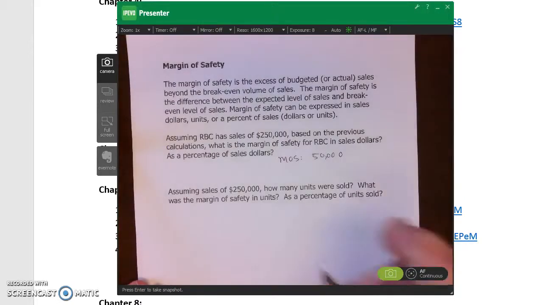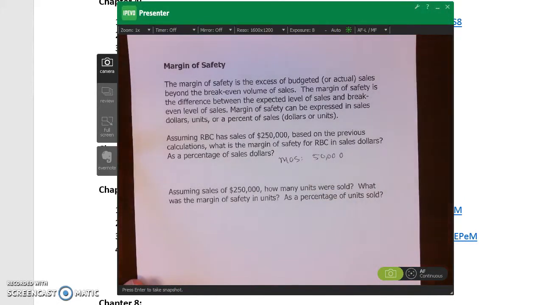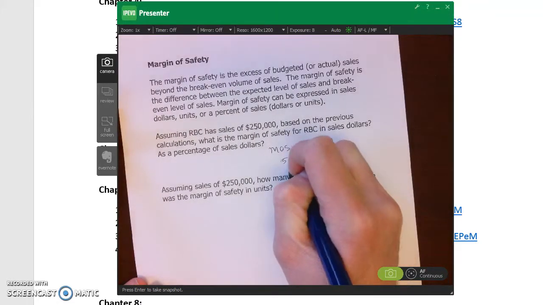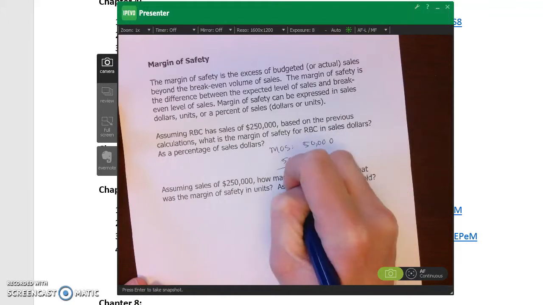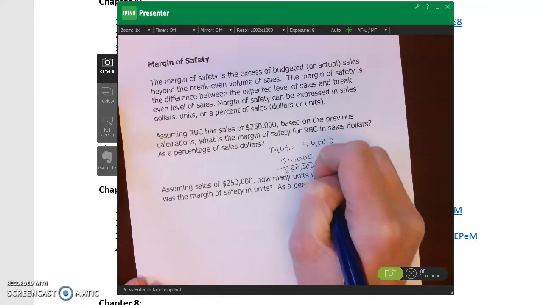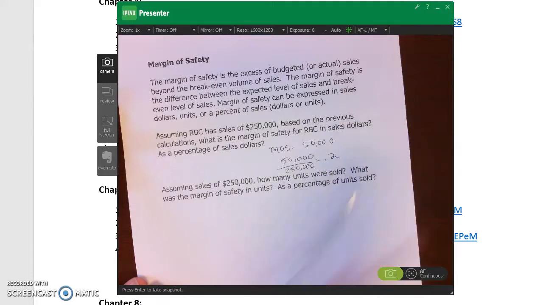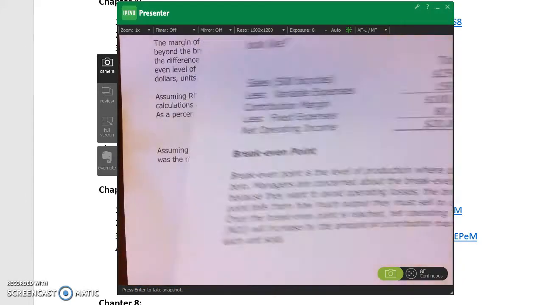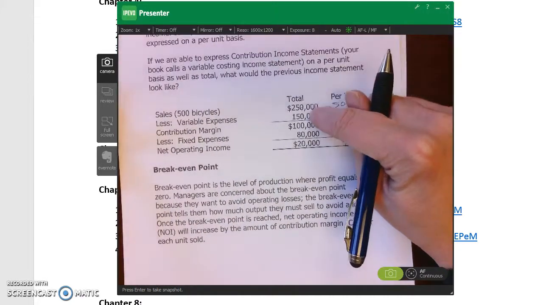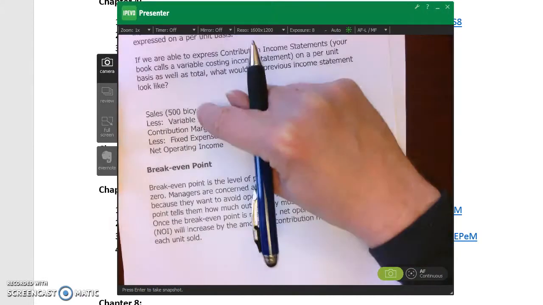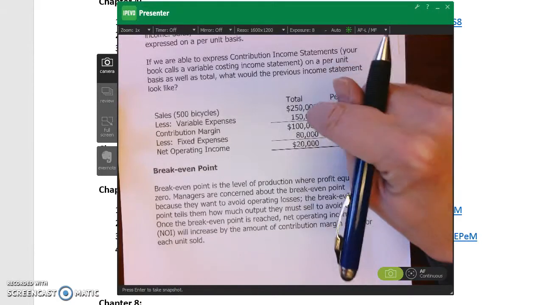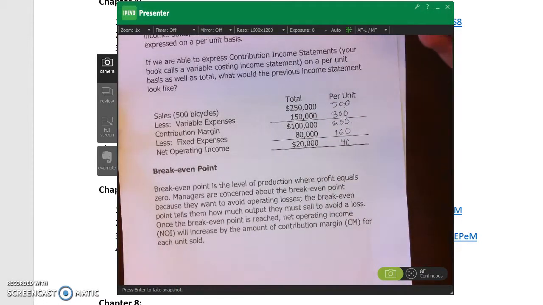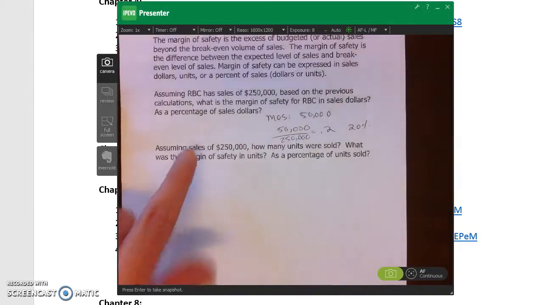Okay? So then the other thing is I can make that in terms of a percentage, right? I could say my 50,000 divided by my current sales of 250 gives me my 0.2, or 20%. So what this is telling you, right, is that if you're currently selling 250 and your break-even is 200 and sales fall by 20% or $50,000, you stop making money. That's what this is telling you.